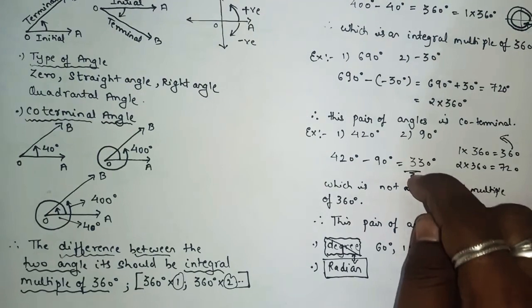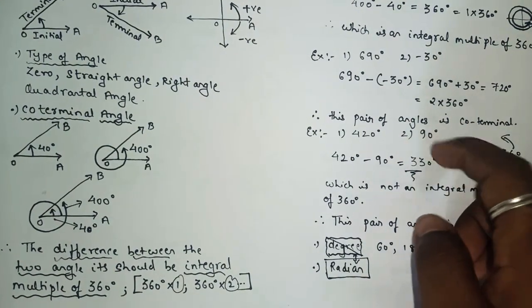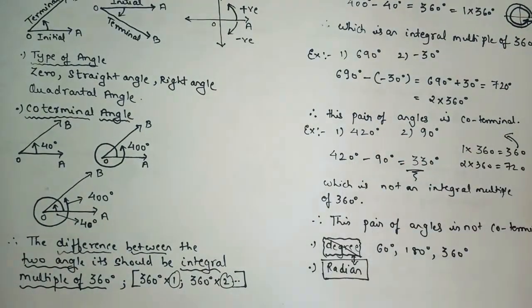If the difference between the angles is not a multiple of 360, then you will write that the pair of angles is not coterminal. And as I told you, in 11th and 12th standard you have to stop giving the measure of angles in terms of degree, and start giving the answer in terms of radian.